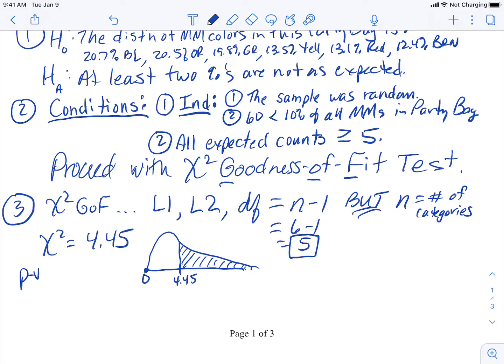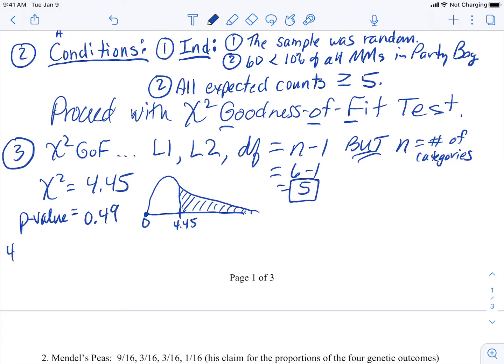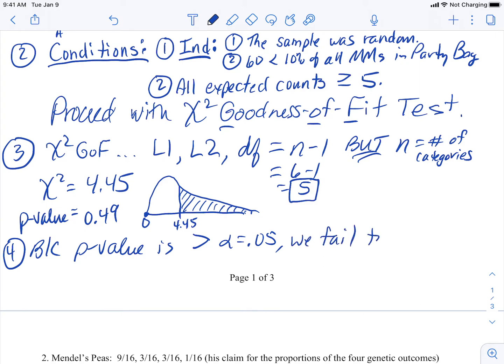And you'll see that the p-value on this problem is pretty high, as it is in my picture. The p-value is 0.49, really, really high p-value. It's almost half of the distribution is shaded in. And you know what to do with a high p-value, because the p-value is greater than an alpha level. We'll pick 0.05. We fail to reject the null. That's the same decision we would make with any test we've ever done.